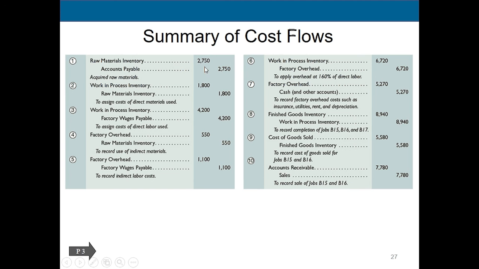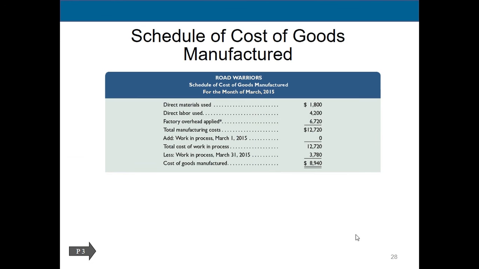Remember, here's the raw material, the direct material, there's the direct material. We had the direct labor. We had the indirect material, indirect labor. All of those that we just did are right there in that summary. And when we have all of that, we can get that cost of goods manufactured.